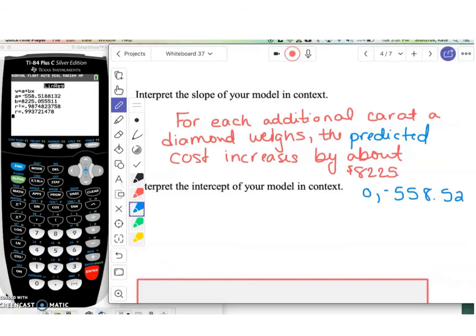And I would say that this is a scenario where the y-intercept really doesn't make sense in the context of the problem. It's only useful for the model, but doesn't really help us in real life, because it's saying that a diamond that does not exist or weighs 0 carats is expected or predicted to cost negative $558.52. So that's what it means in the context of the model, but it's not useful in real life.